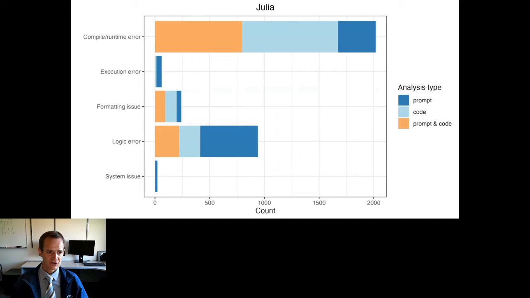It was kind of similar for Julia. The types of errors that you get are a little bit different, but again, compile time errors, runtime errors, and logic errors were the most common.